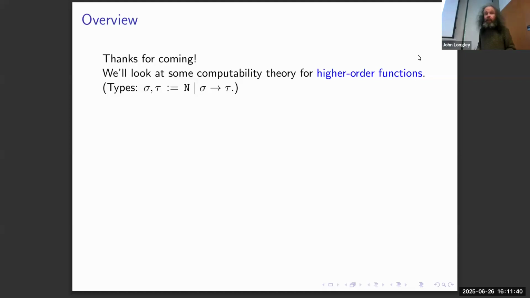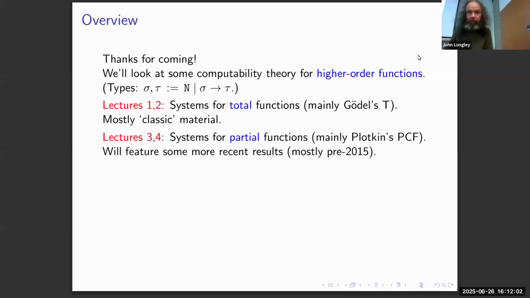Okay, so we're going to be looking at some computability theory for higher order functions. For these talks, we're basically going to be looking at the types you can form from a base type of natural numbers with an arrow type constructor. So you can have functions acting on functions, and so on. It's roughly split like this.